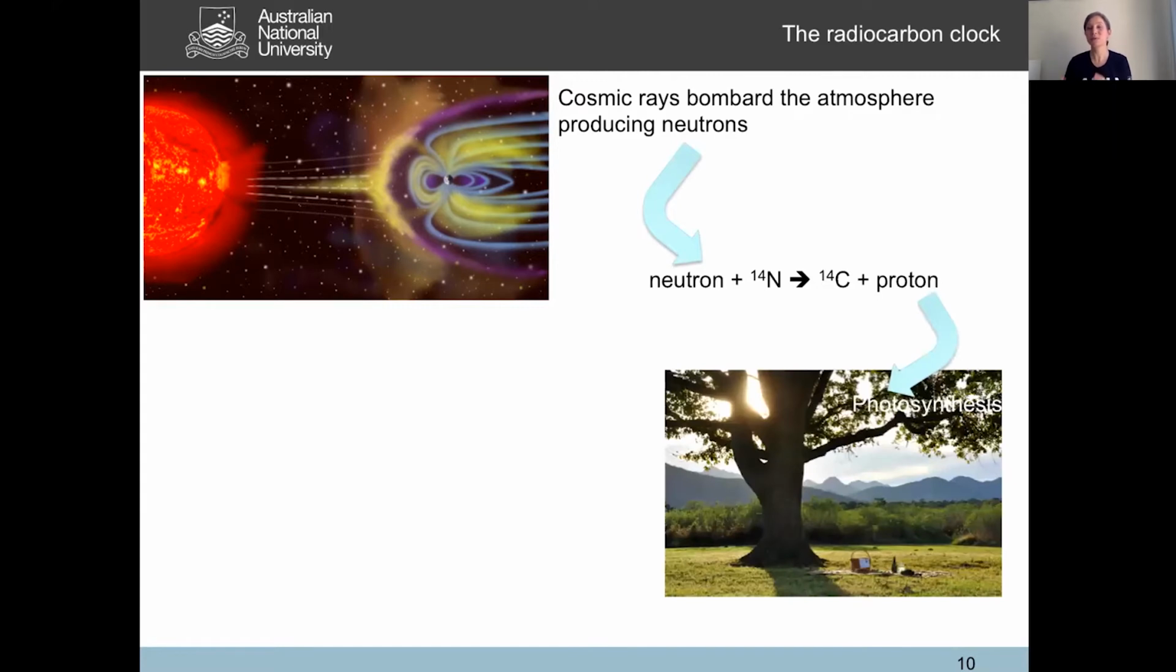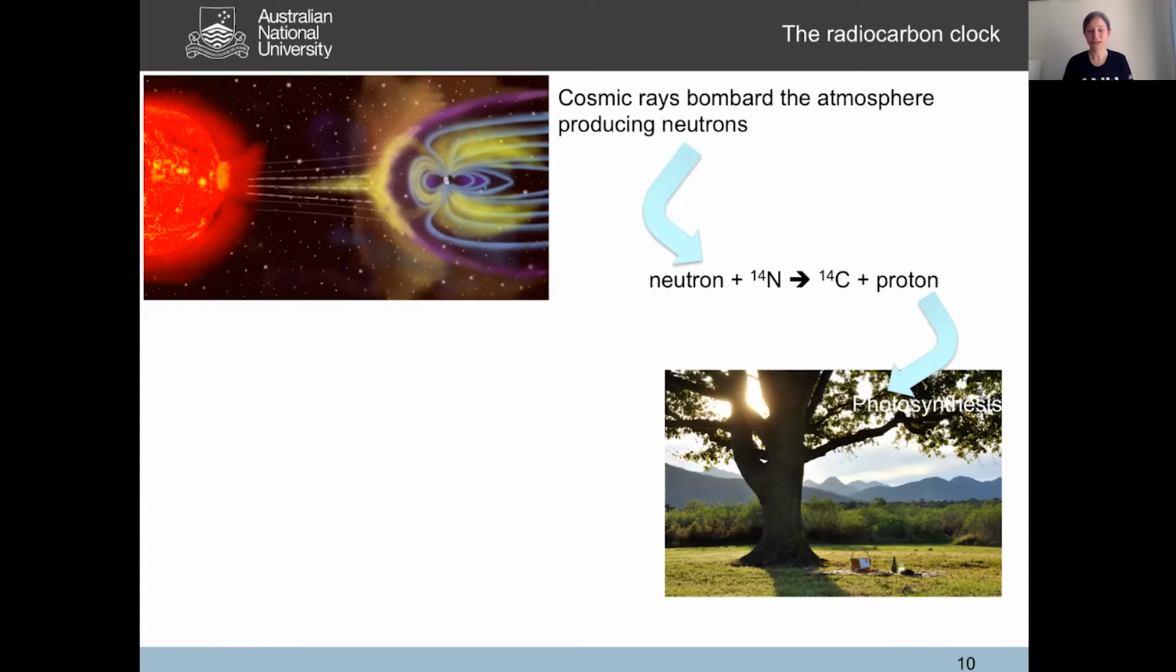And then that carbon-14 is very rapidly oxidized to carbon dioxide, which can then be taken up into the food chain by photosynthesis. And eventually, when we eat our lovely picnic, we will incorporate carbon-14 into ourselves. And we would say that the amount of carbon-14 in plants and in animals and in the atmosphere exists in what we'd call a dynamic equilibrium.